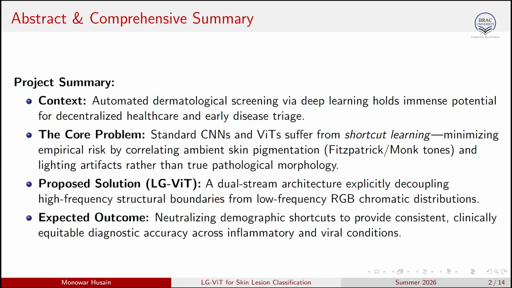Automated dermatological screening has massive potential for early disease triage, but current models fail to perform equitably across diverse patient demographics. We identified that standard networks suffer from shortcut learning, meaning they minimize training loss by memorizing ambient skin pigmentation and lighting artifacts rather than the actual morphology of the disease. To solve this, LGViT uses a dual-stream architecture that explicitly decouples high-frequency structural boundaries from low-frequency color distribution.